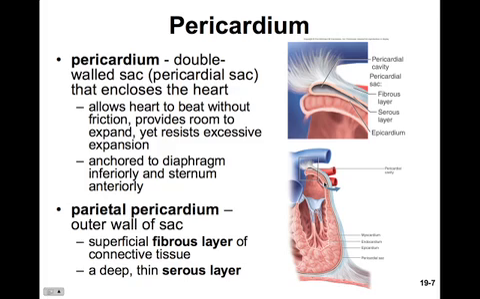Remember, the pericardium is this double-walled sac, or the pericardial sac that encloses the heart. This allows the heart to beat without causing any friction on the surrounding lungs. It provides room to expand, yet resist excessive expansion. It's anchored to the diaphragm inferiorly and the sternum anteriorly. The parietal pericardium, that is the outer wall of the pericardial sac, has a superficial fibrous layer of connective tissue and then a deep, thin serous layer that secretes the serous fluid.